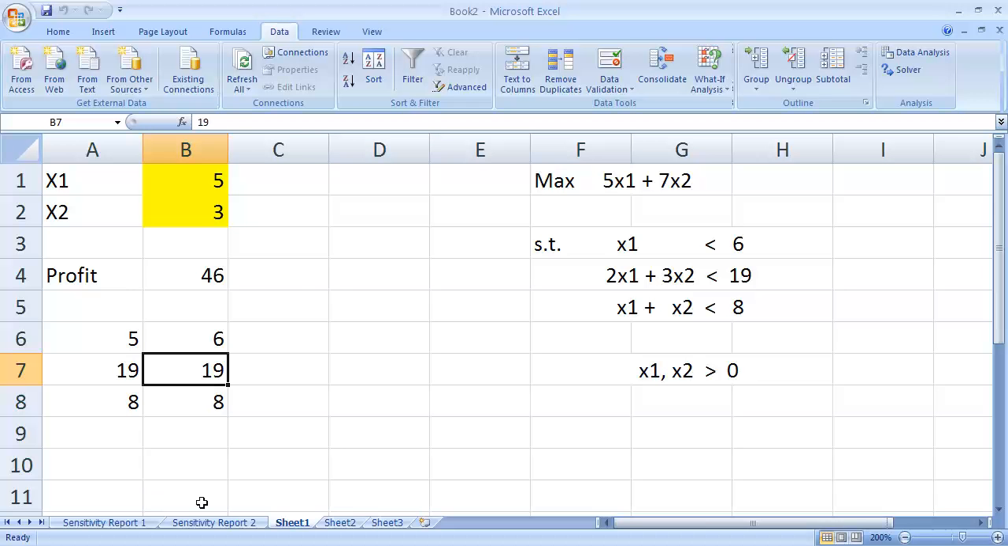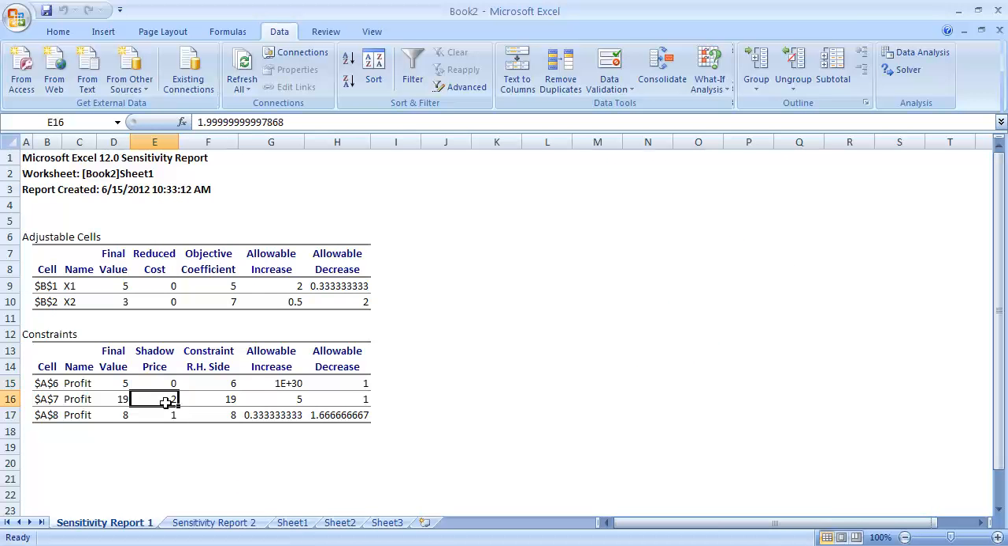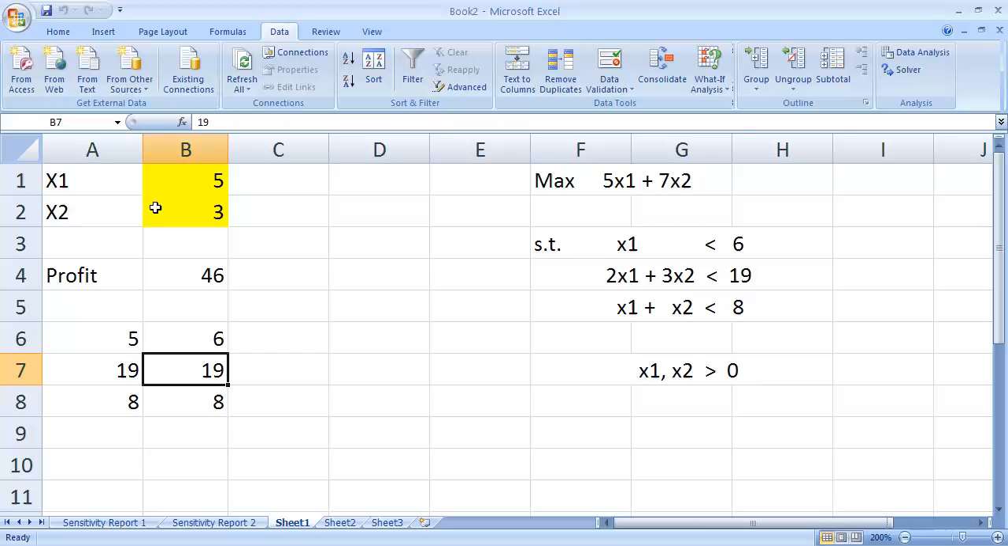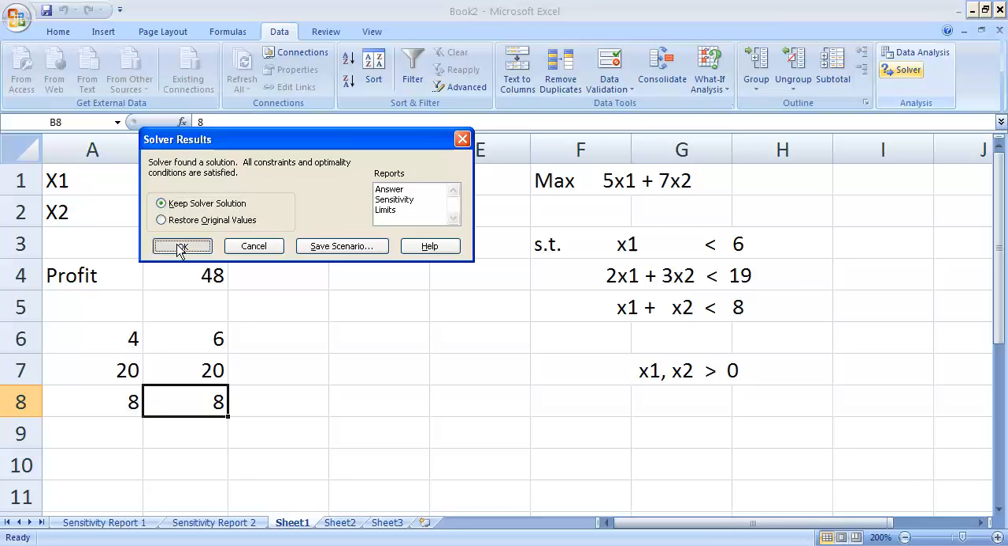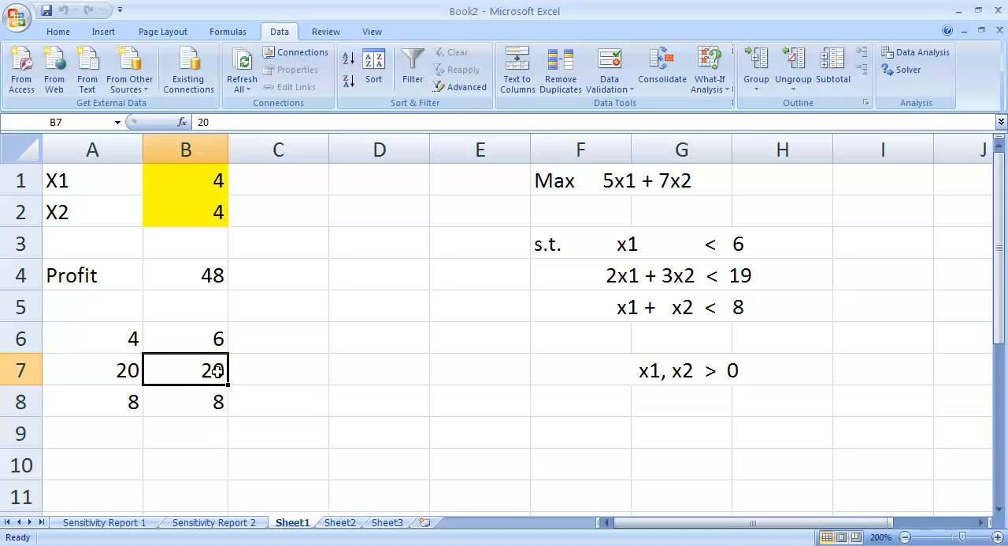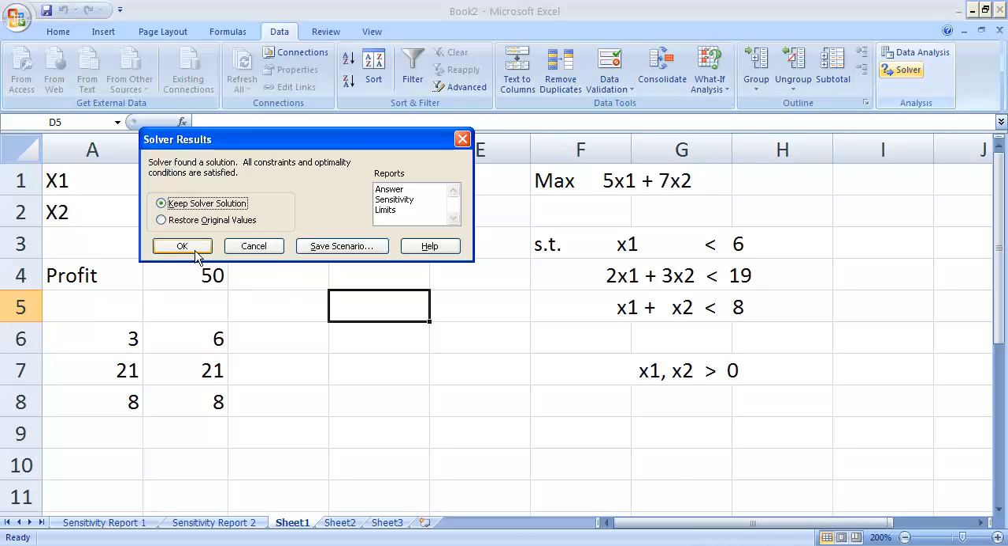Now, it's different with the second constraint. It has a shadow price of 2, which means that profit will go up. It will go to 48 if this goes to 20. So let's prove that to ourselves. Let's make that a 20. Let's go to Solver and solve it again. And there's that 48. Now if I go to 21, it should go to 50. And in fact it does.